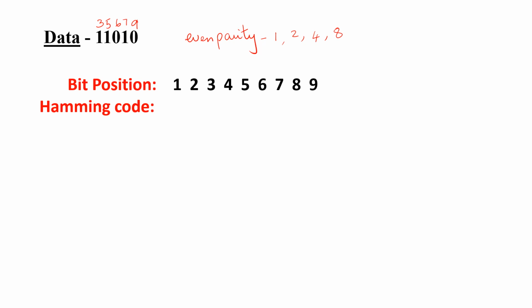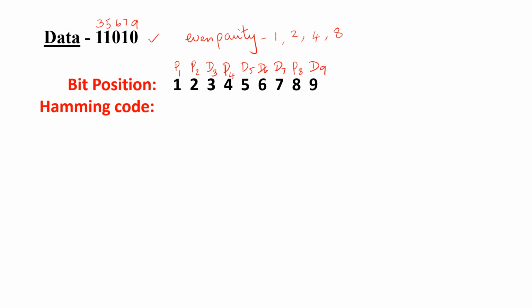In position 1 we will have parity P1, position 2 parity P2, then data D3, then parity P4, data D5, D6, D7, the eighth is parity P8, and D9. Next we know the data is 1, 1, 0, 1, 0. The data is known, only we have to find the 4 parities.